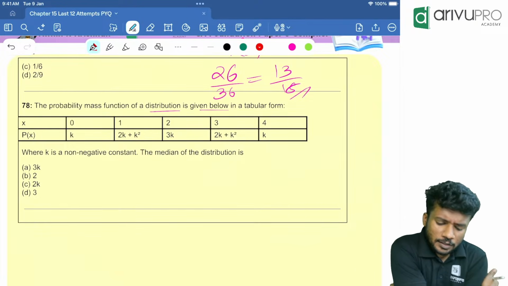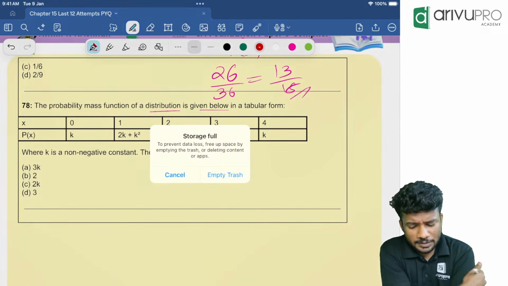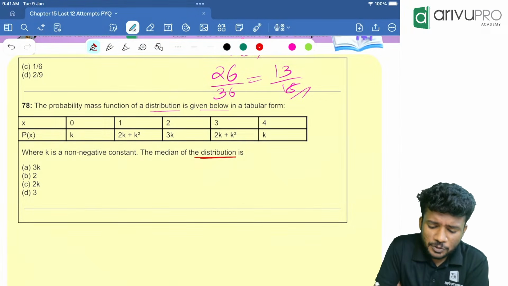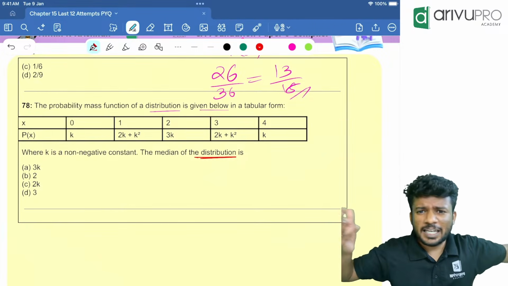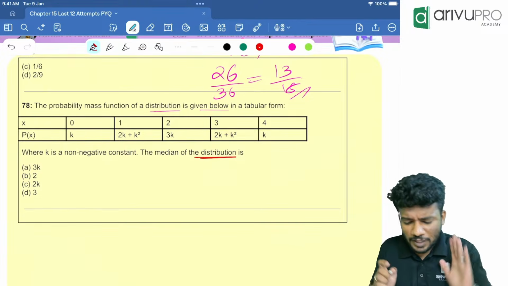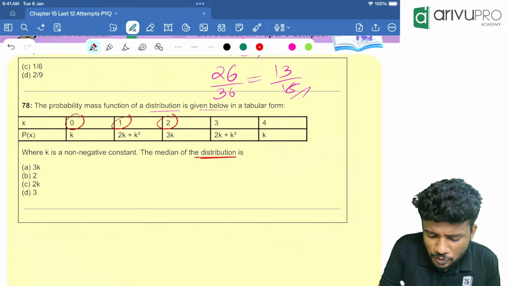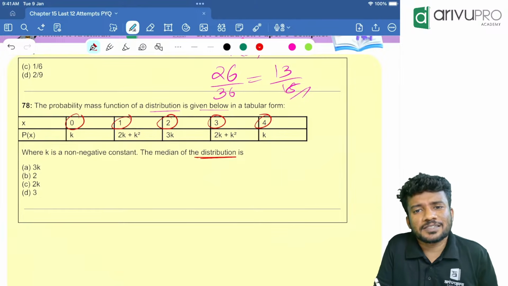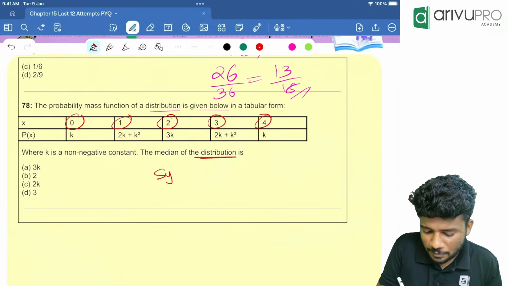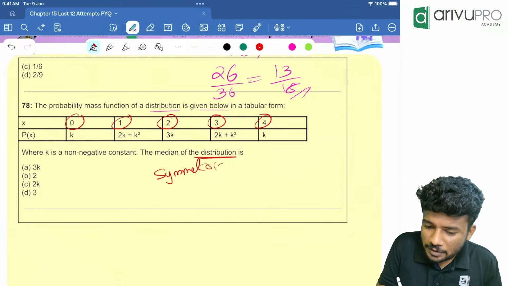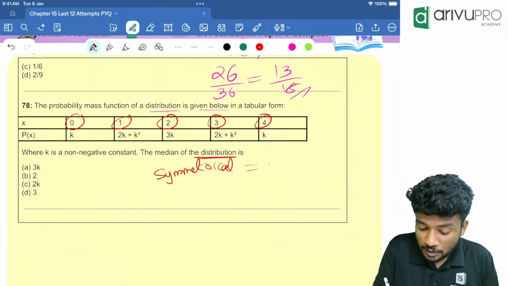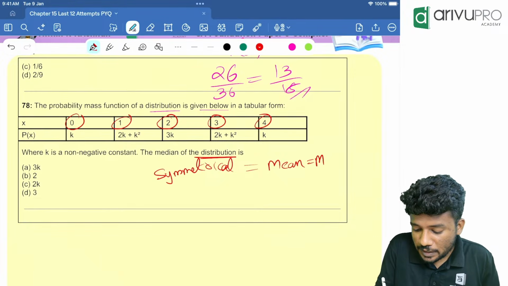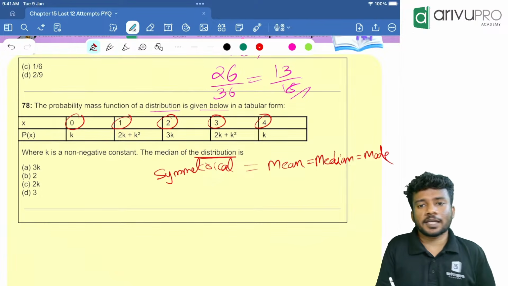Now the question is, where k is a non-negative constant, the median of the distribution is how much. People, we never studied about median in any of our probability questions, right? But we know, looking at it, the distribution is a symmetrical distribution. When it is symmetrical, what happens? The mean is equal to median is equal to mode. That we know.